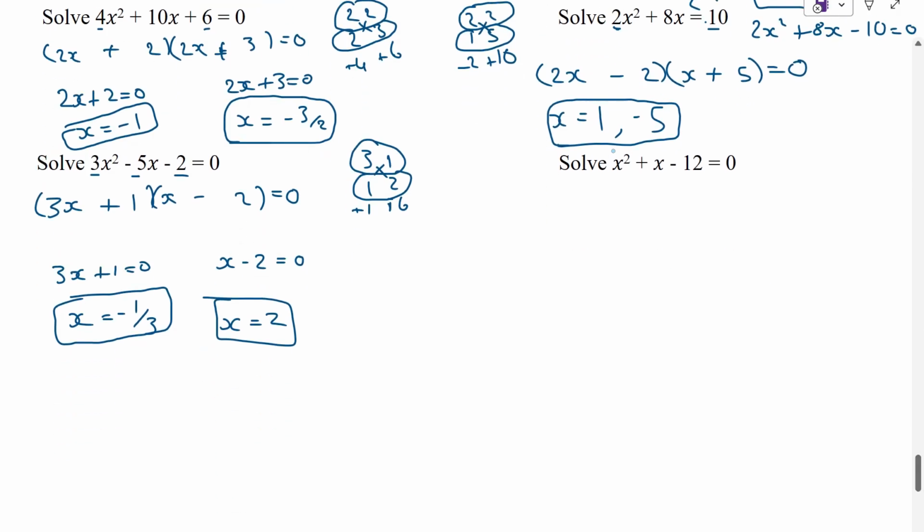Final question now. Format is correct. Now this is example 1, so we just need two numbers that multiply to give us minus 12, but add or minus to give us plus 1. I can think of plus 4 and minus 3. Plus 4 times minus 3 gives us minus 12. Plus 4 minus 3 gives us just 1. Therefore, the values of x will be minus 4, and the second value will be plus 3.